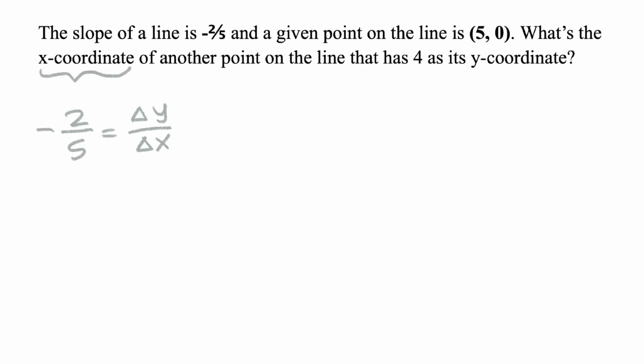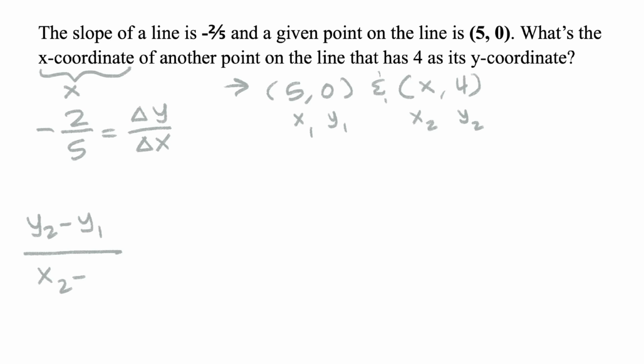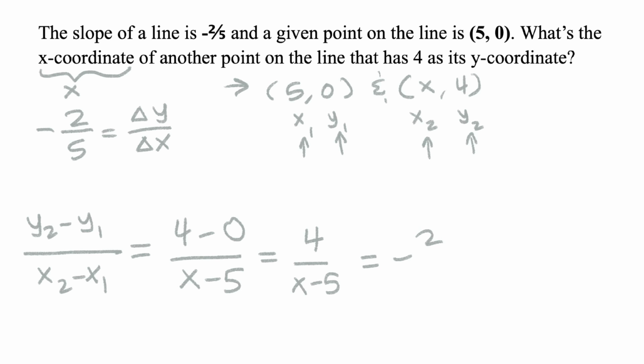So let's set this mystery x as the variable x and write these two coordinates in the same way we've treated them in the past, which is x1, y1 and x2, y2. The numerator is y2 minus y1, or 4 minus 0, which is equal to 4, and the denominator is x2 minus x1, which is x minus 5. So right here we have -2 over 5 is equal to 4 over x minus 5. And then we can just cross multiply this to isolate x by itself.